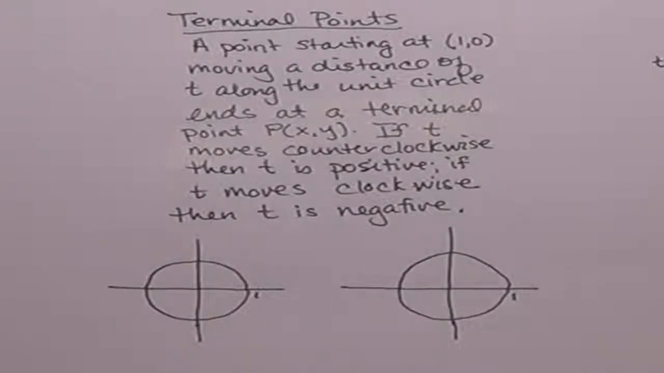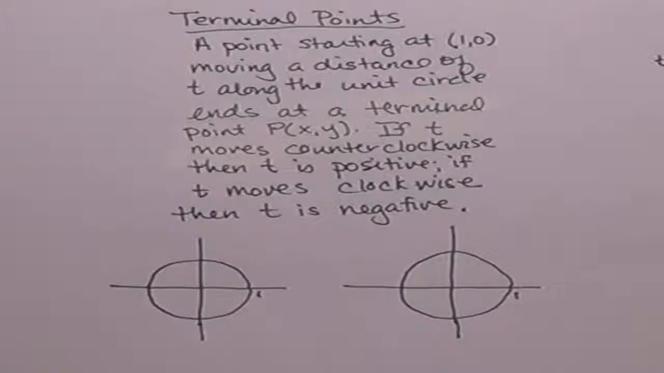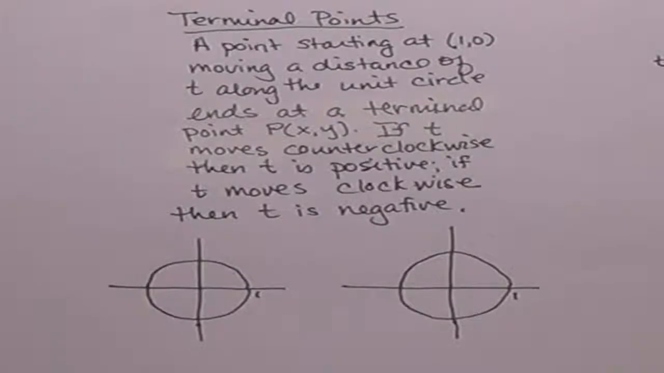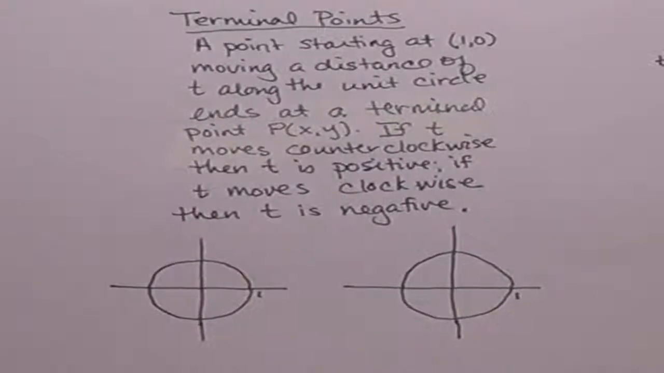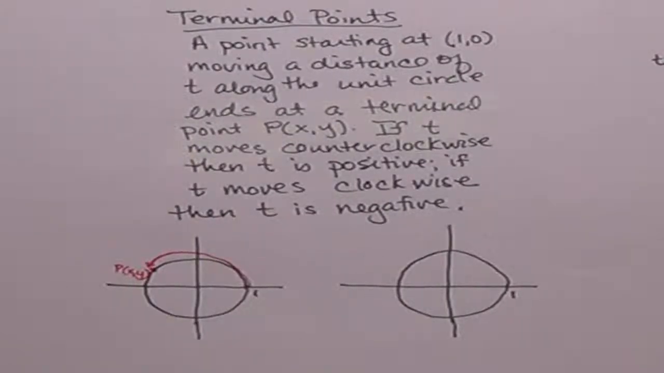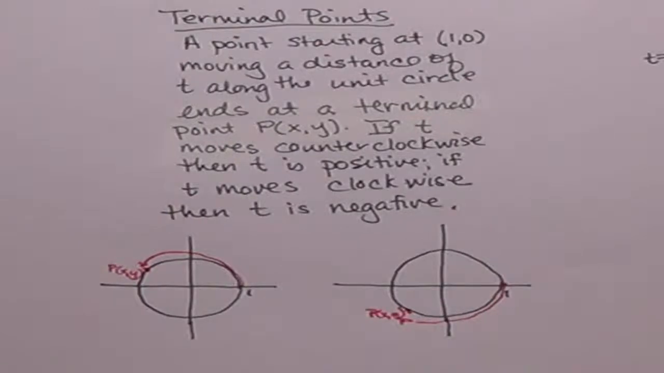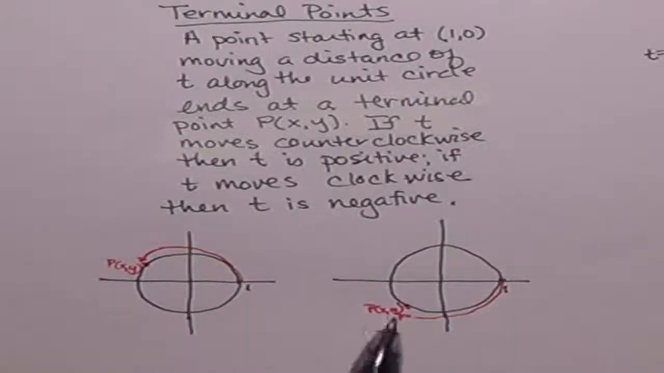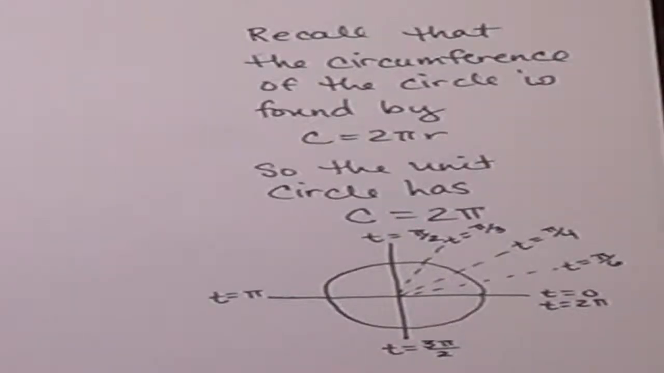Terminal points are something else that we're going to be asked to look for in dealing with the unit circle. A point starting at 1, 0, moving a distance t along the unit circle, ends at a terminal point P of x, y. If t moves counterclockwise, then t is positive. If t moves clockwise, then it is negative. So here is a positive t, here's a negative t. Recall that the circumference of a circle is found by c equaling 2 pi r, where r is the radius of the circle. So the unit circle has circumference 2 pi. Again, r is just 1.